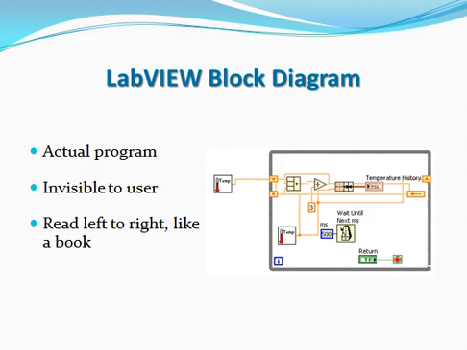The second one is the block diagram. The block diagram contains the graphical source code. Front panel objects appear as terminals on the block diagram. Additionally, the block diagram contains functions and structures from built-in VI libraries. Wires connect each of the nodes on the block diagram, including the controls and indicators, terminals, functions, and structures.